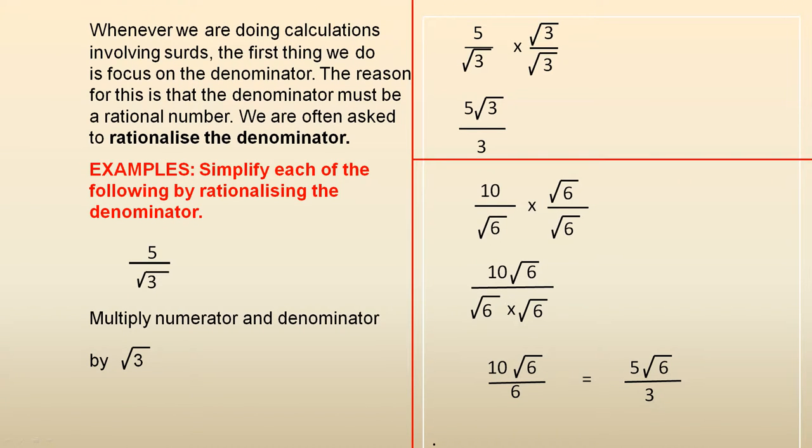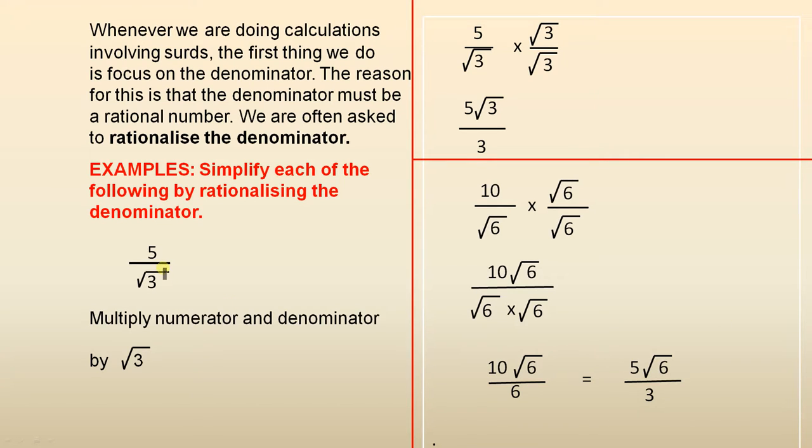Whenever we are doing calculations involving surds, the first thing we do is focus on the denominator. The reason for this is that the denominator must be a rational number. We are often asked to rationalize the denominator. Examples: simplify each of the following by rationalizing the denominator.